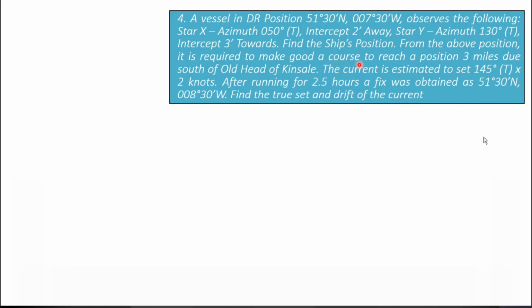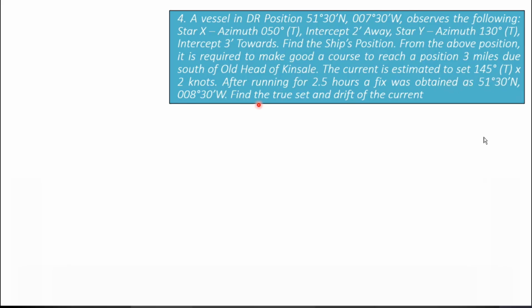From the above position, it is required to make good a course to reach a position 3 miles due south of Old Head of Kinsale. The current is estimated to set 145 at a rate of 2 knots. So this is the second thing which is required. We need to find out what course we should be steering so that we reach this particular position, 3 miles due south of Old Head of Kinsale.